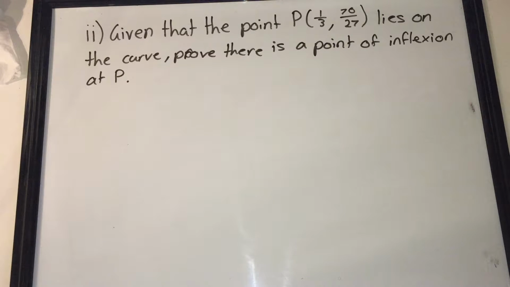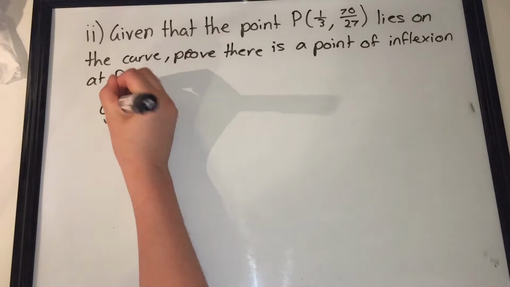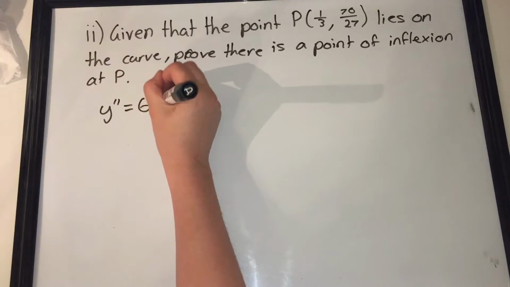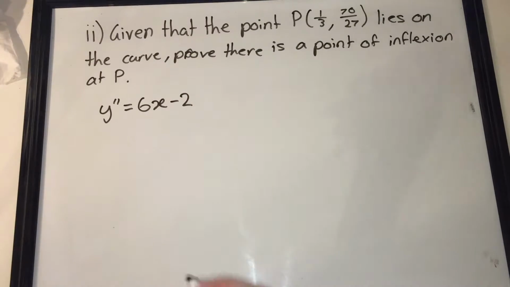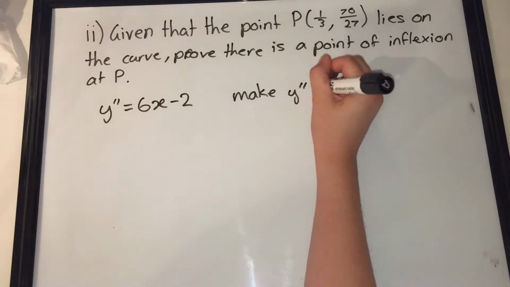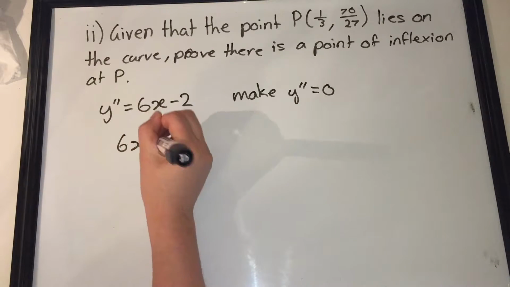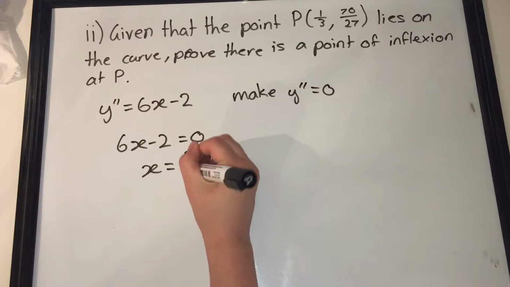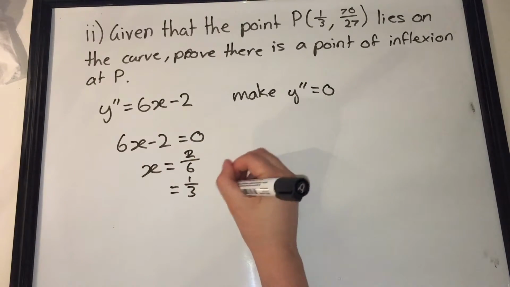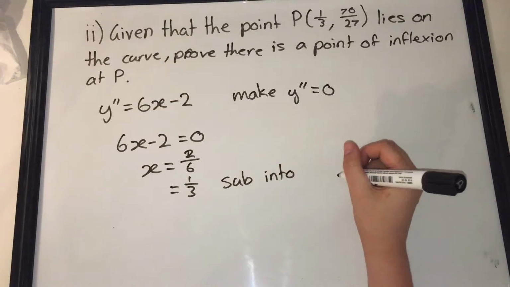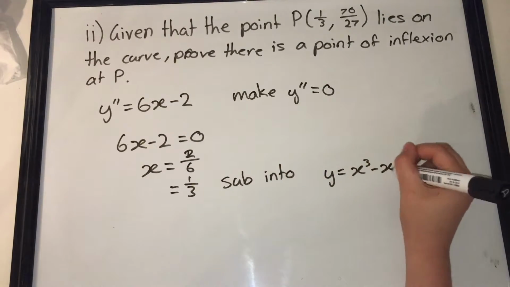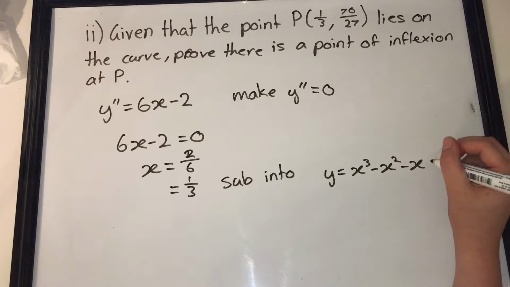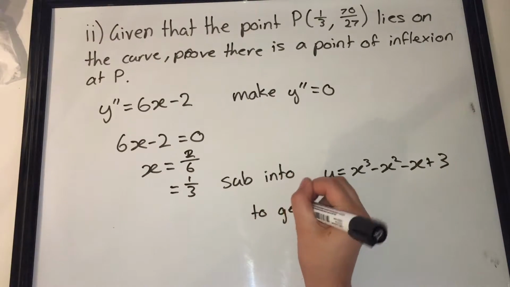For question II, it's given that the point P lies on the curve. Prove there is a point of inflection at P. It gives you point P, but I'd like to check to make sure it's actually a possibility for a point of inflection. To do that, I make the double derivative equal to 0, and then I solve for x. Making sure that's equal to the actual x value they give you, then I'm going to sub that into the original equation just to find the other one, which you get 70 over 27.